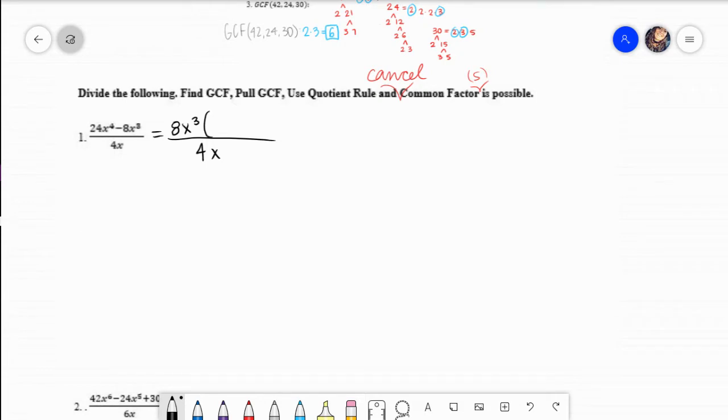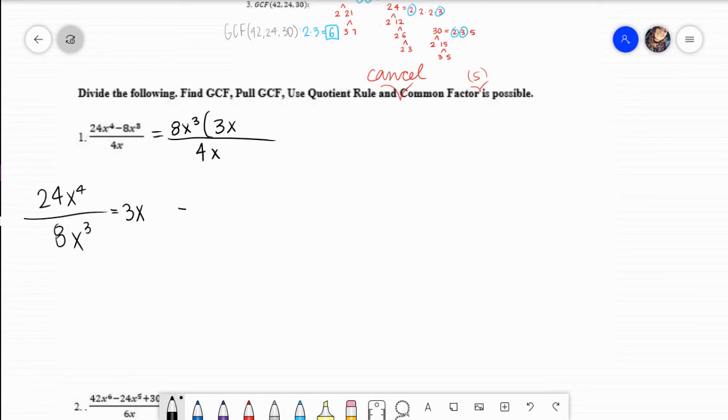We're going to use the quotient rule, and this is what I mean by that. What we're going to do is 24x to the fourth, that's this first term. You're going to divide it by the GCF, divided by 8x cubed. 24 divided by 8 is 3. X to the fourth divided by x cubed is keep and subtract your exponents. So I just get 3x. Your quotient goes right there.